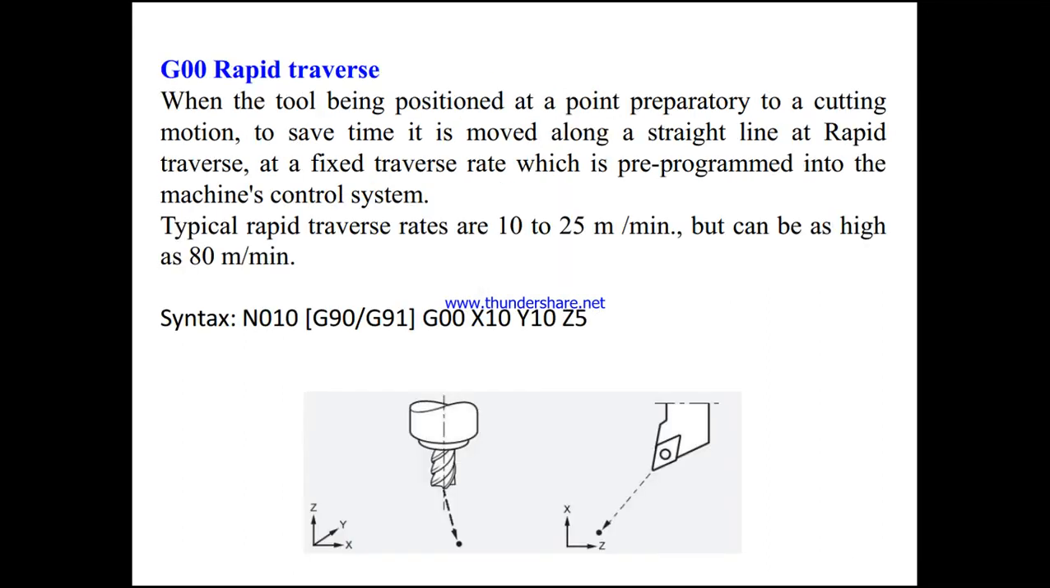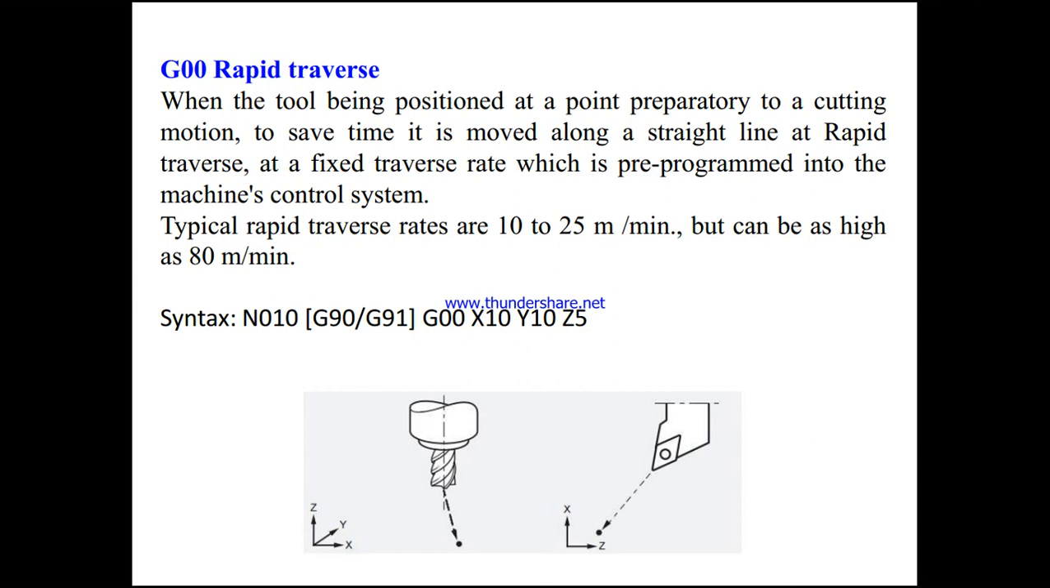So in this we are having G codes. G00, that is rapid traverse. That is when the tool is being positioned at a point preparatory to a cutting motion, to save time, it is moved along a straight line at a rapid traverse rate, a fixed rate which is pre-programmed into the machine's control system. Typical rapid traverse rates are 10 to 25 meters per minute, but can be as high as 80 meters per minute.